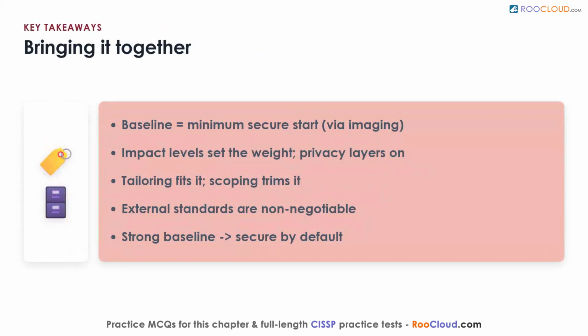So let's bring it together. A security baseline is your minimum secure starting point, often enforced through imaging. Impact levels set how heavy that baseline should be, with a separate layer for privacy. Tailoring shapes the baseline to fit your organization, and scoping trims out the controls that do not apply. Above all of it sit external standards you have no choice but to meet. Start from a strong baseline, fit it carefully, and secure becomes your default state.